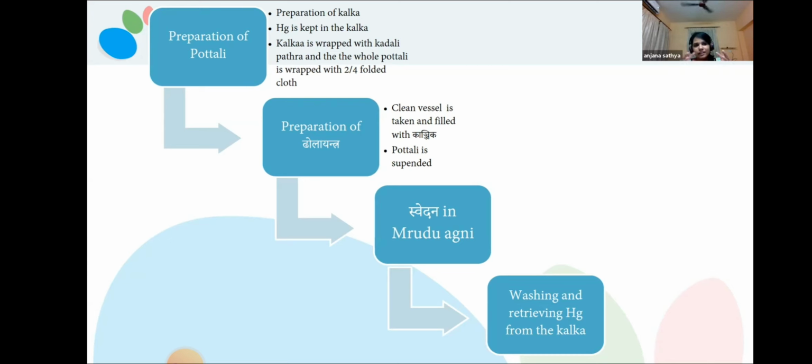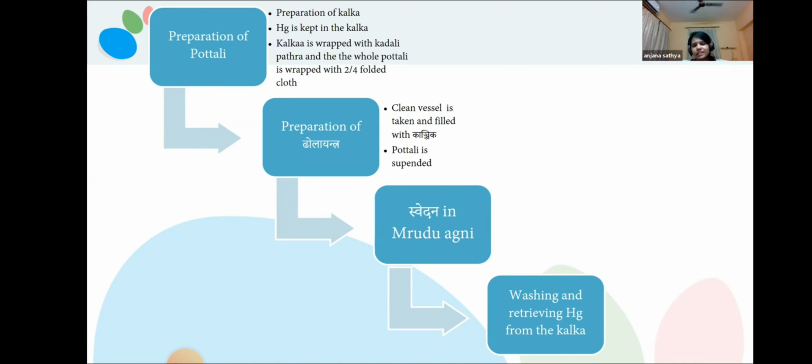The properly prepared kalka is placed on a kadali patra, and parada is added into that. This kadali patra is tied into a pottery, and after that, a four or two folded cloth is wrapped around the pottery, and it is also tied. Okay, that is the preparation of the pottery.